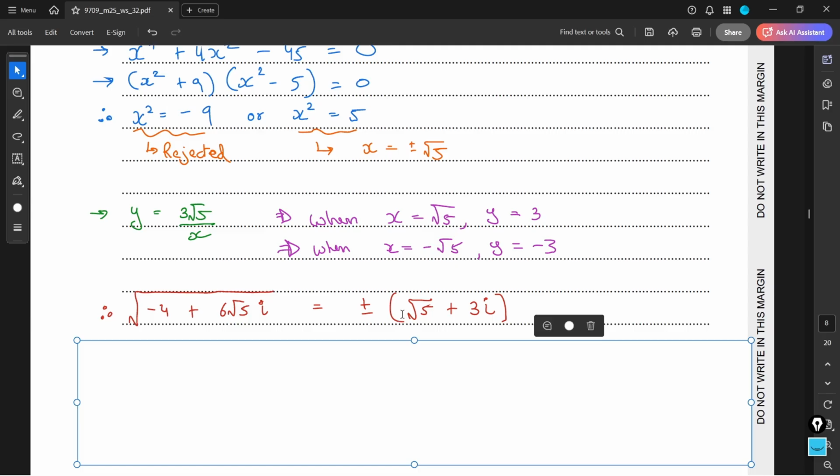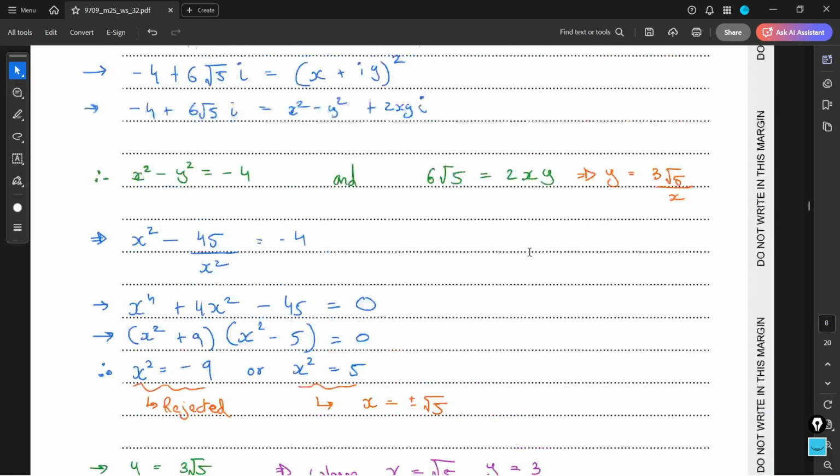So if you open this, let's say with a positive sign, it's going to be plus root 5 plus 3i. So it's this case. And if you open it with a negative sign, it will become negative root 5, negative 3i, which is coming from the second case. So yes, that is how we solve this one.